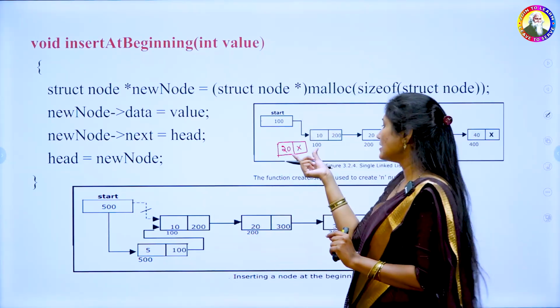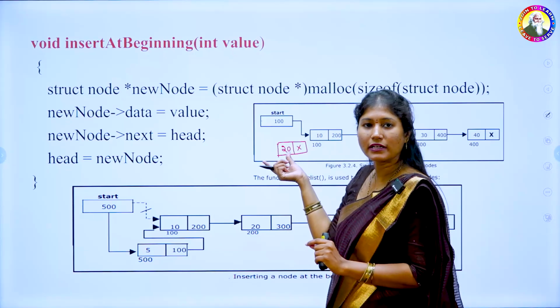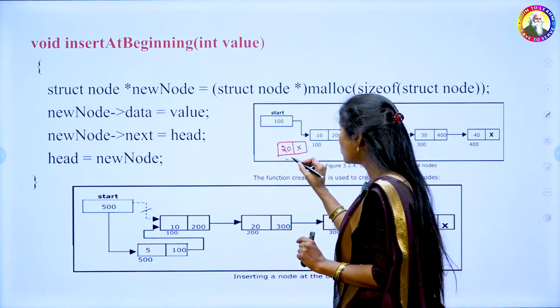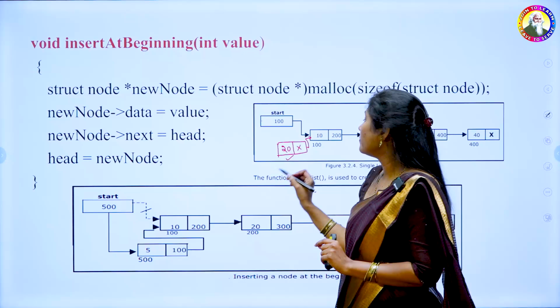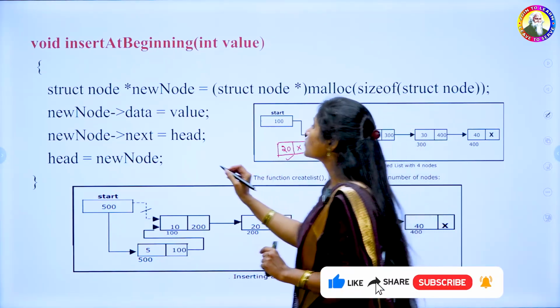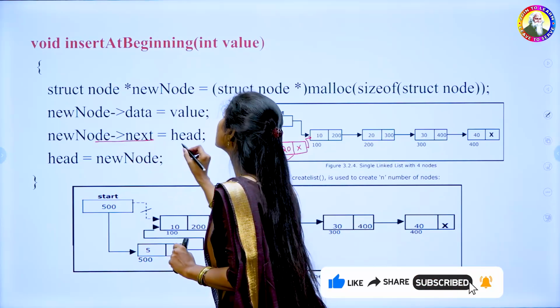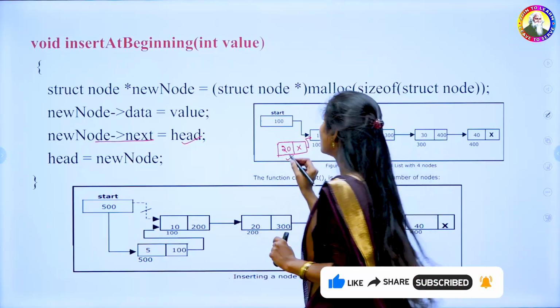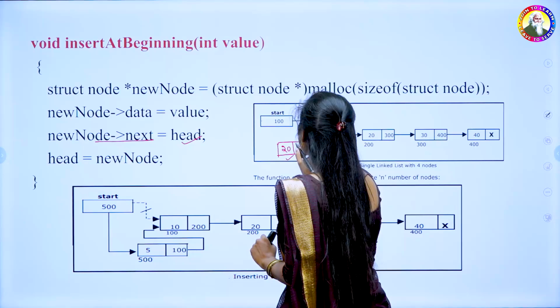Now I need to insert a node at the first position, which means that this node must point to this one. But where is the address of this one? It is already there in the head. So that's why we are writing new node next equal to head. So here we are going to write the value 100.